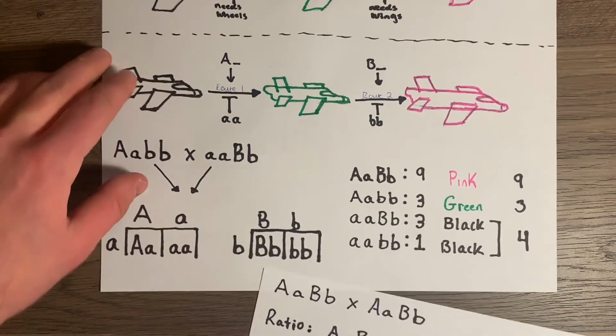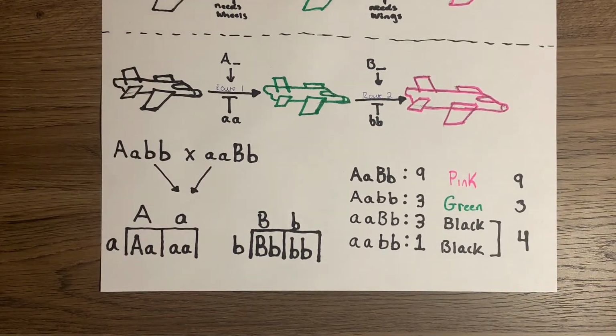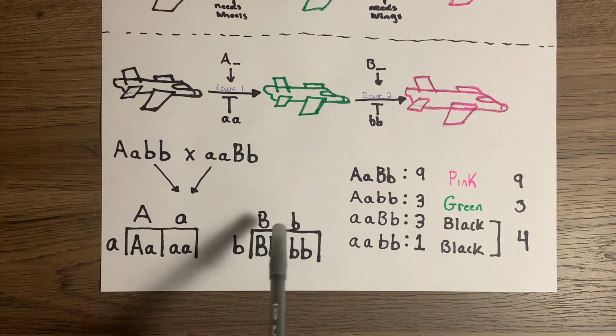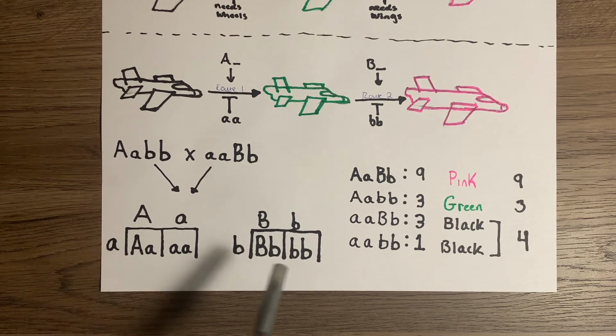Okay, so our last example here is between these two genotypes. So what I did was I crossed big A, little a with just one little a because they're homozygous, and then I did the same with the B's over here. And so these are the combinations I get.